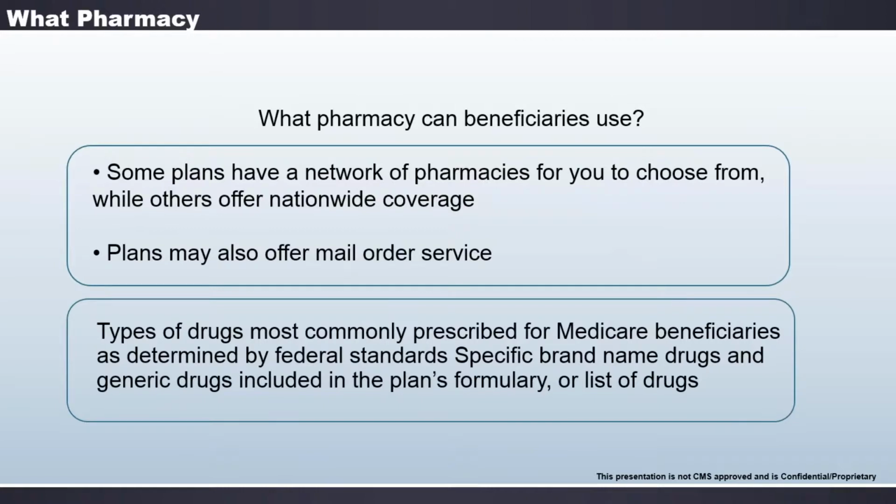And then what pharmacies can your beneficiaries use? Some plans have networks of pharmacies that they have to choose from, while others offer nationwide coverage. So it depends on the plan that they get set up with. They may also have a mail-in order option, where they place their order over the phone and have it mailed or shipped to them. The types of drugs most commonly prescribed for Medicare beneficiaries are determined by federal standards, with specific brand names and generic drugs included in the plan's formulary and list of drugs.